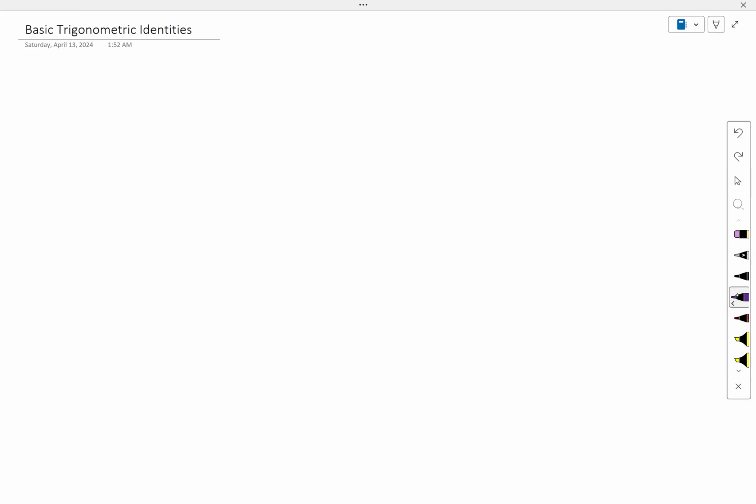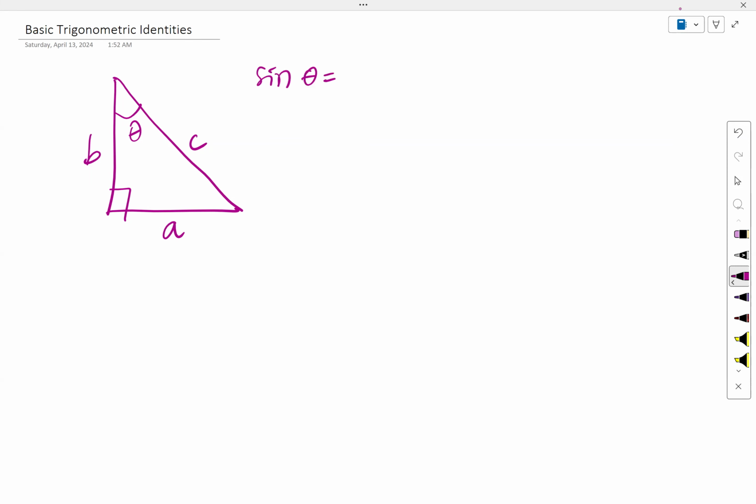In previous videos, we have already seen how sine over cos is tan and things like that. Let me draw a proper right angle triangle as much as I can. Let's say this is angle theta, and let's say this side is A, this is B, and this is C.